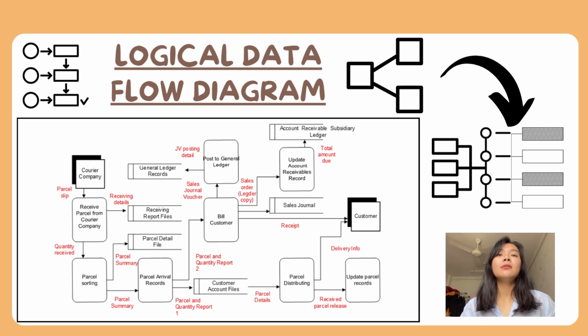And then from the parcel arrival records, we will send the parcel and quantity report 1 to the customer account file, and then send the parcel and quantity report 2 to the bill customer. And then from the customer account file, we will send the parcel details to the parcel distributing, and then we will review the parcel release and then update the parcel records.